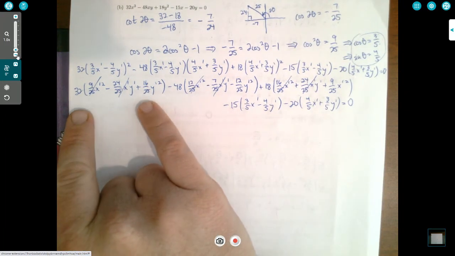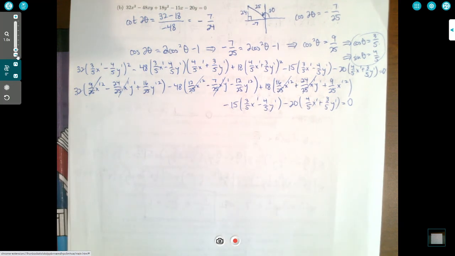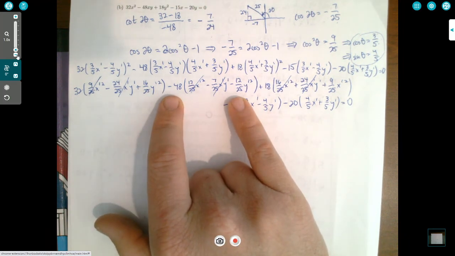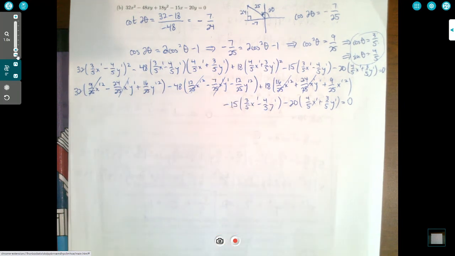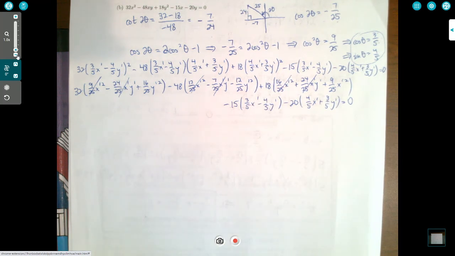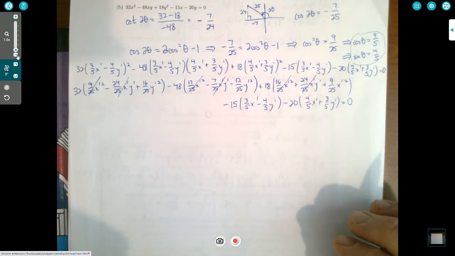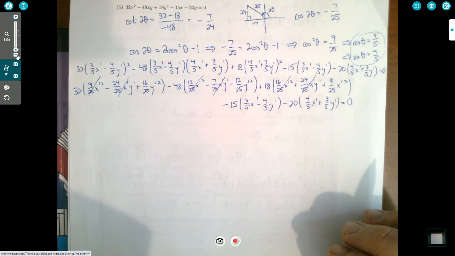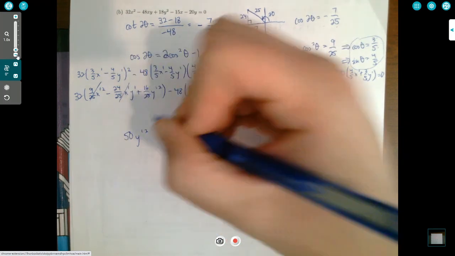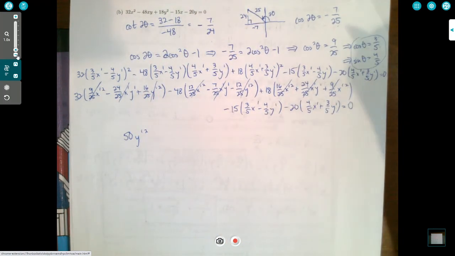Okay, what about my y prime squares? I'm going to have 32 times 16/25 plus 48 times 12/25, and then plus 18 times 9/25. And that comes out to 50. Not 50/25, it's just 50. So I'm going to have 50 y prime squared. That takes care of all those guys.